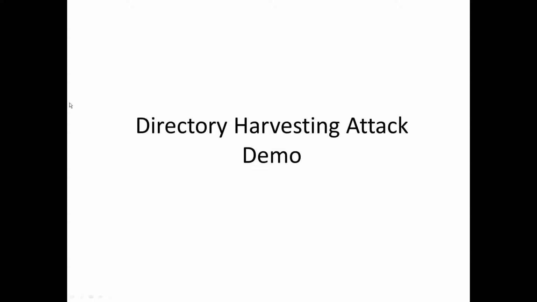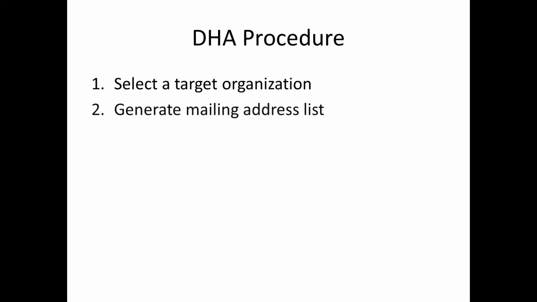In this video, we're gonna do some demo with directory harvesting attack. Now that we already understand the SMTP server behavior upon DHA, let's list the procedure on how to conduct this attack. The first thing to do is, of course, select a target organization. Next is generate an initial mailing list.